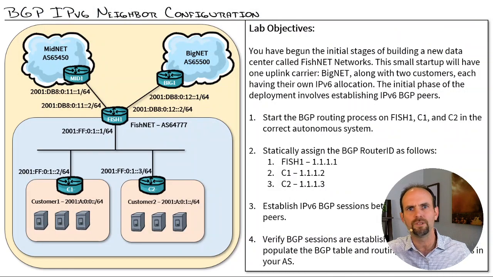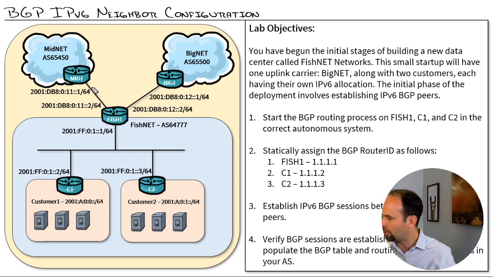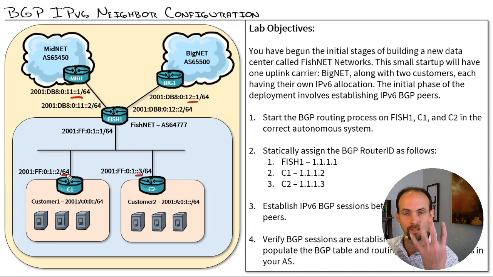So let me just whisk this out of the way. I see Fish1 and you can see the IPv6 addresses right here going to mid 1. That's going to be one address, big 1, and then the 2 internal customer routers. So we're going to literally need 4 neighbors for the Fish1 BGP router, right?